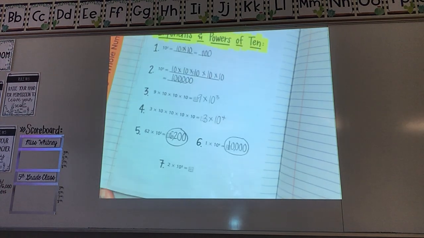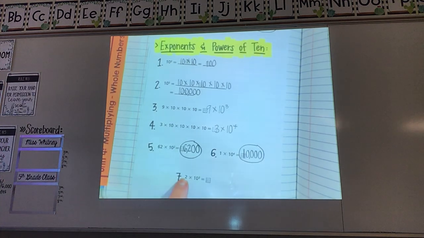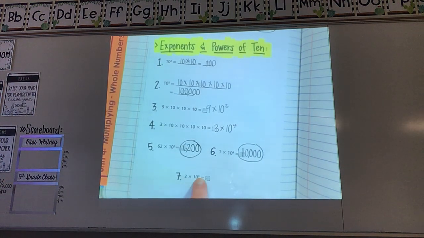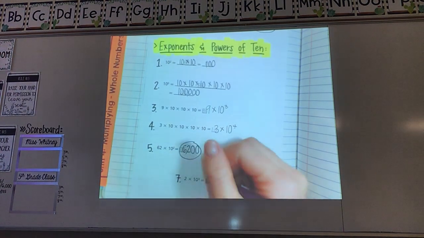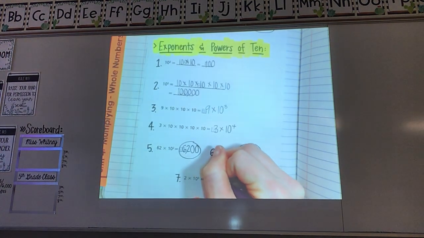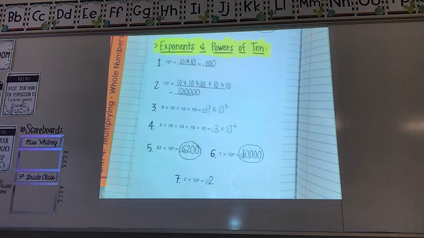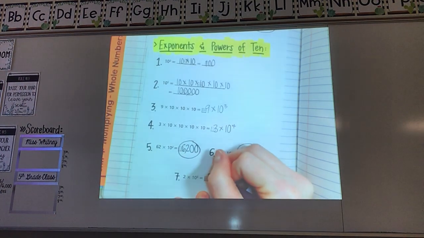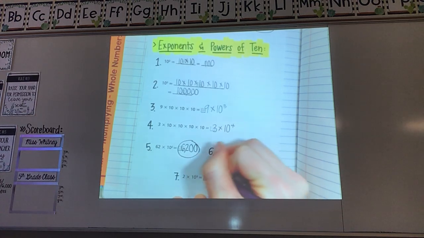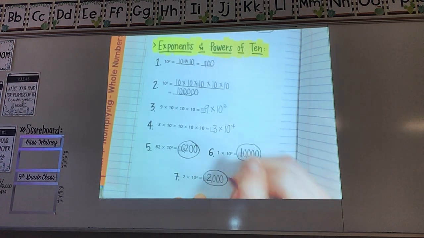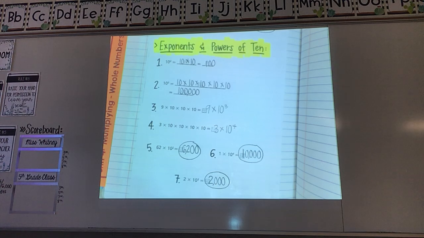All right, one more to finish us out here. 2 times 10 to the power of 3. So cover up that 0 in the exponent. 2 times 1 is 2. Pay attention to your power. How many zeros do I need? 3 of them, because it's to the power of 3. And then I put my comma, so that would be 2,000. So using that zeros trick, multiplication goes pretty quickly.